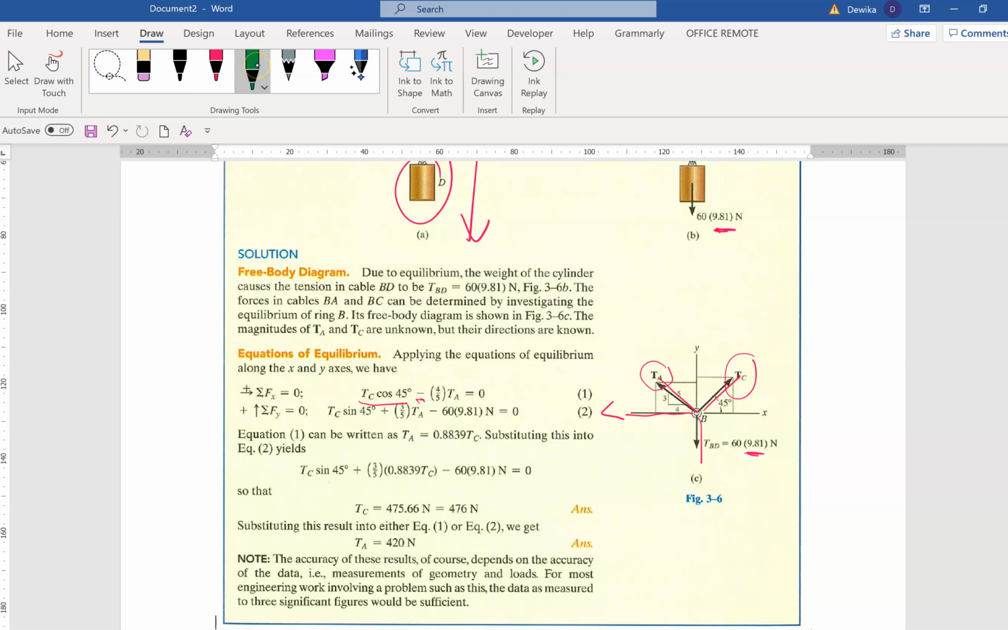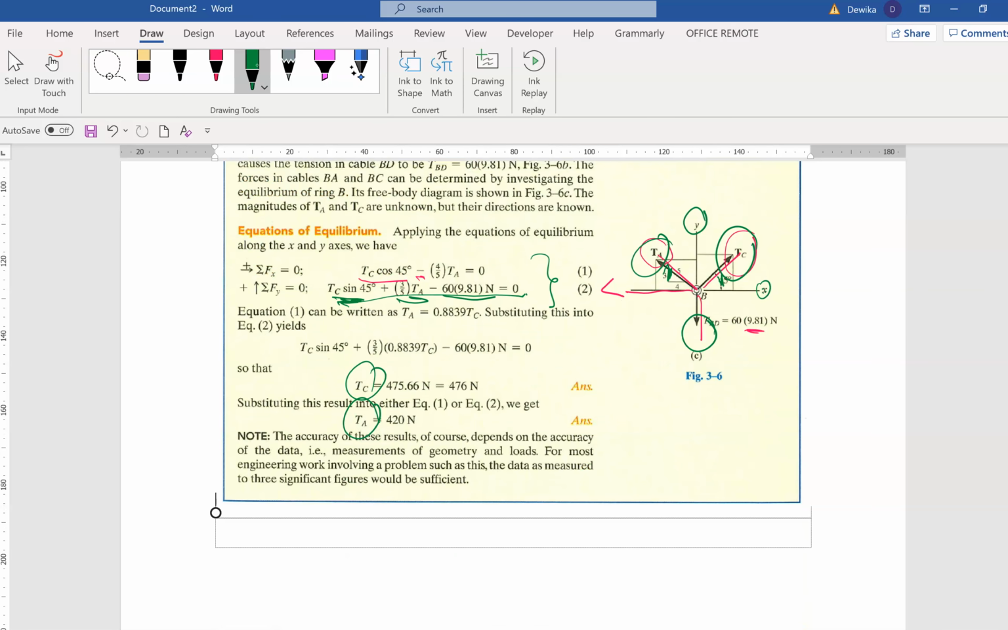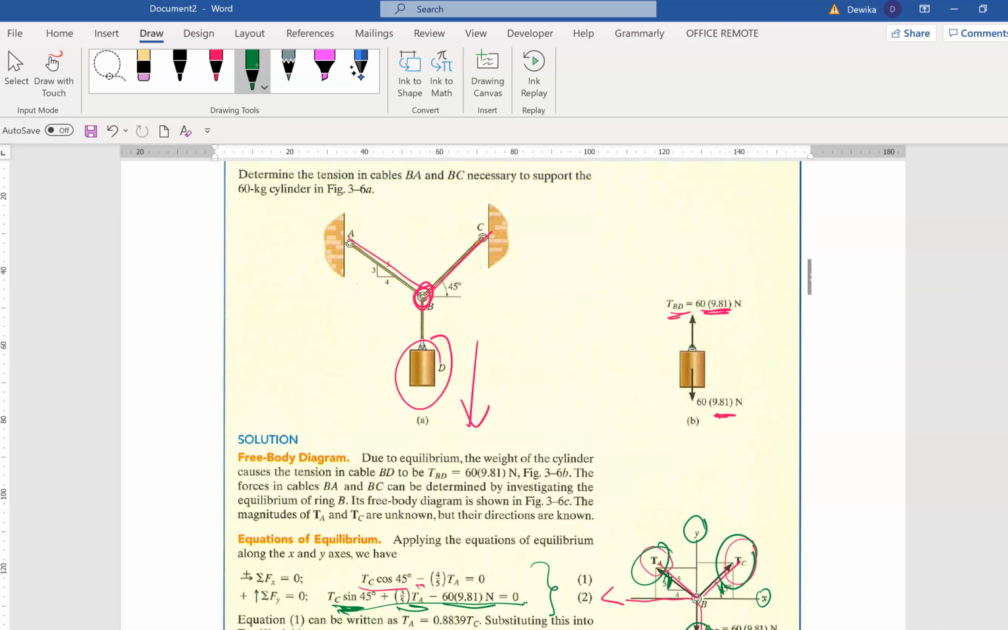Next we have Fy. What are the forces in Fy? We have TC, TA, and also TBD. TBD is negative 60 times 9.81. So TC will be sine; just now it was cos for x. And then we have the y on the opposite side, so sine. And 3, remember, is vertical. So 3 over 5 multiplied by TA, and the summation of this will be your Fy. With these two equations, you can solve for your unknowns, which are TC and TA. So that is how you solve questions with coplanar forces.